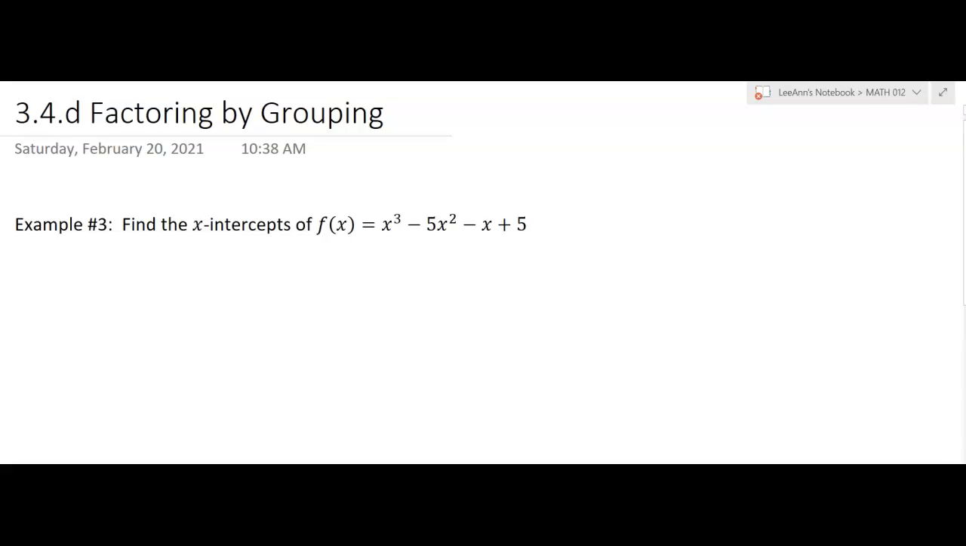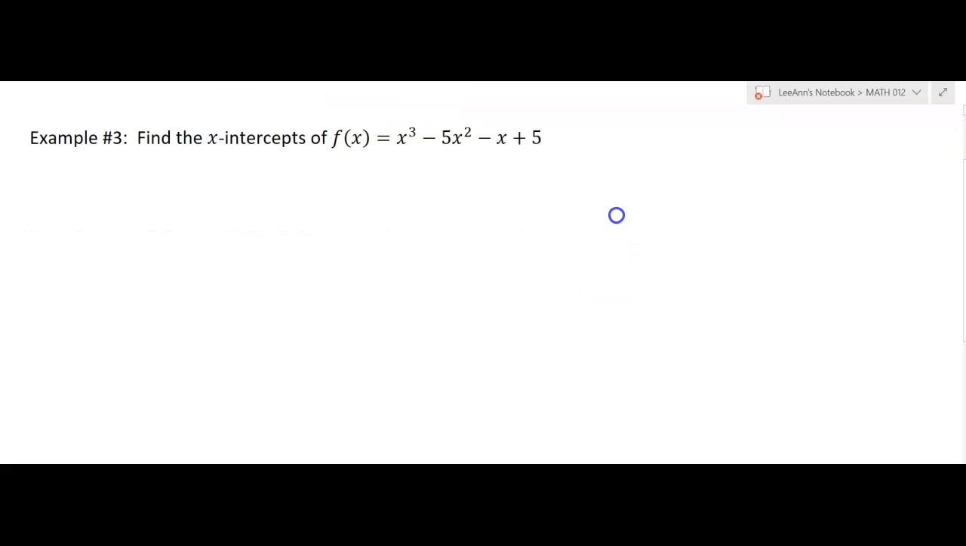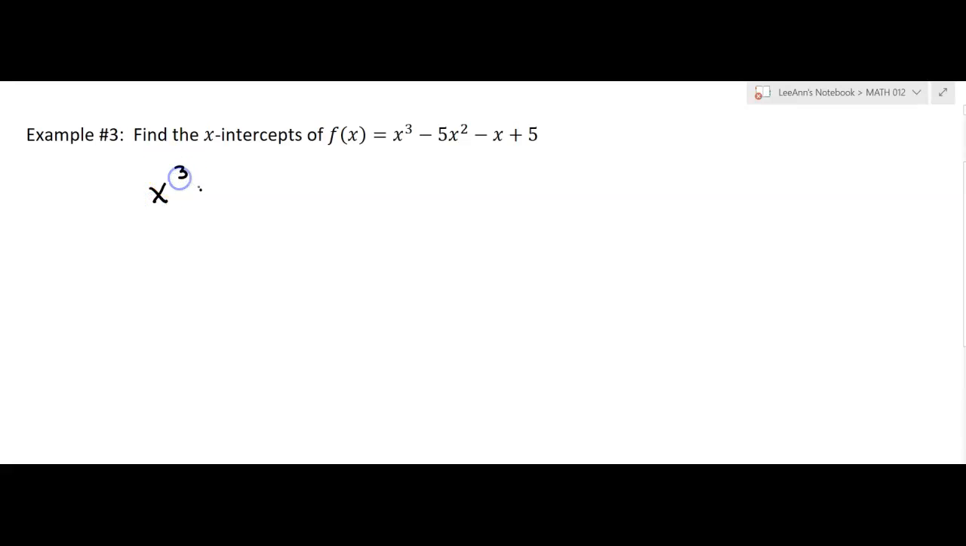Okay, so here's a function. They want us to find the x-intercept, or remember that's the zeros. So we're saying, well, when does x cubed minus 5x squared minus x plus 5 equals 0? So we're setting it to 0. We're going to factor by grouping.